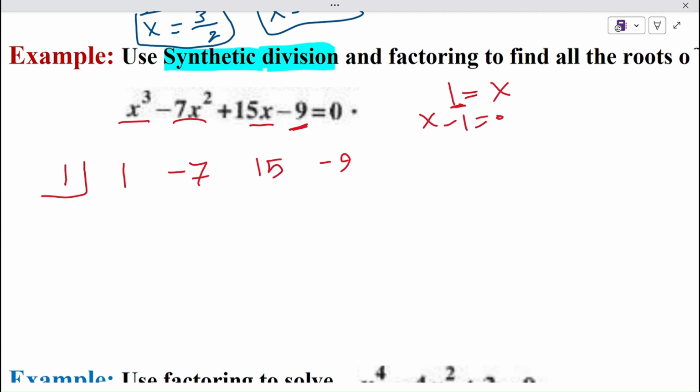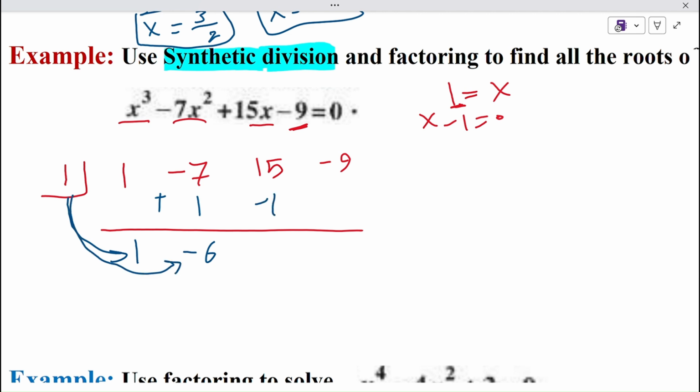Okay. Now put down this one here, then multiply this one by this one. 1 times 1 is equal to 1. Add it. This is equal to minus 6. Then this one multiplied by a minus 6 is equal to minus 6. Minus 15 plus minus 6 is equal to 9.